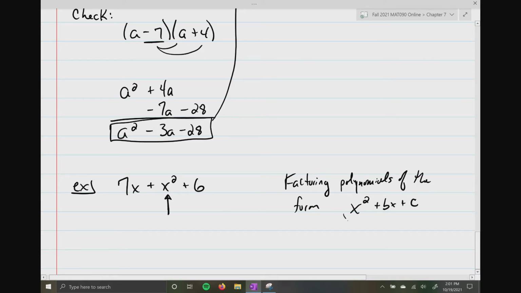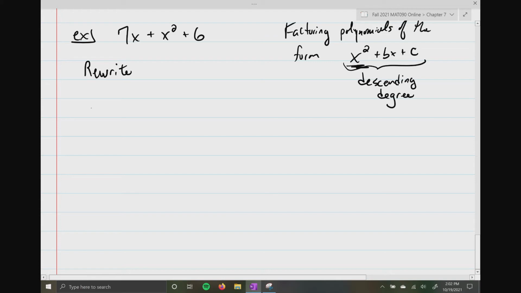In other words, notice this is written in descending degree. The highest degree is always written first, and then it's written in descending order. So the first thing I'm going to do here is I'm going to rewrite my problem. I'm going to put x to the second first, plus 7x second, and then plus 6 third. Now, it looks just like any other problem. So that's one way that I can make this a little bit more challenging, is I can just switch up the order. But all that means, you just got to take your time.